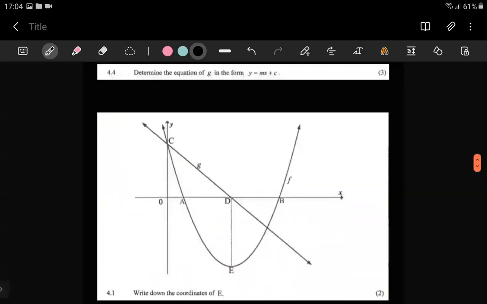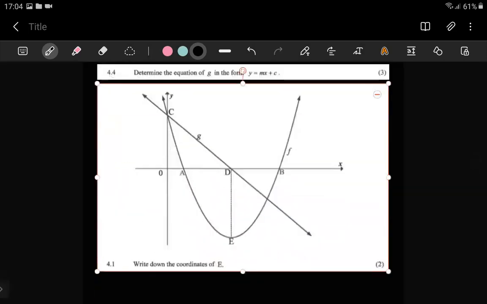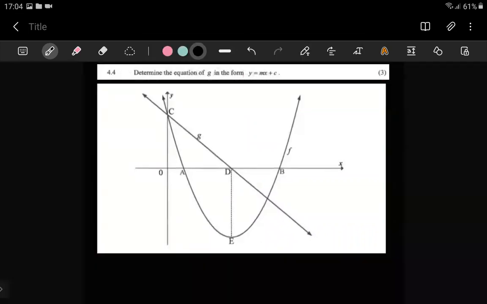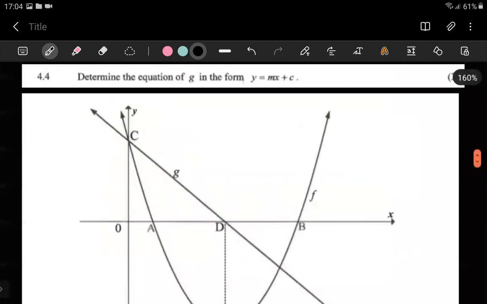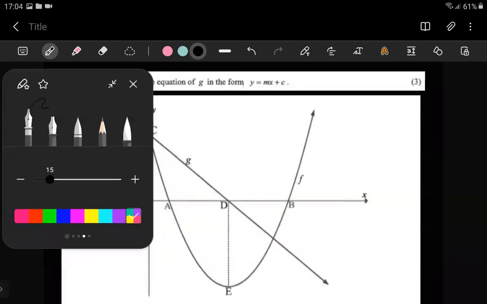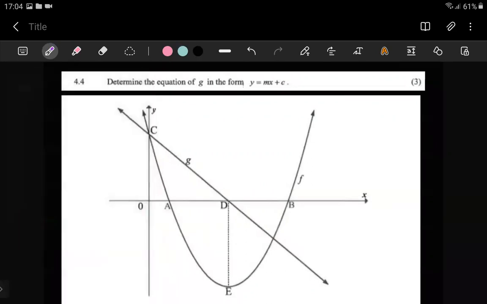So what can we do to get the equation of G? Because remember, anytime you need to get the equation of a straight line, you just need two things. What are those two things? Coordinate and gradient. Yes, you need those two things to eventually get the equation. So I would think you'd use C's coordinate. Okay, so we have C's coordinate.